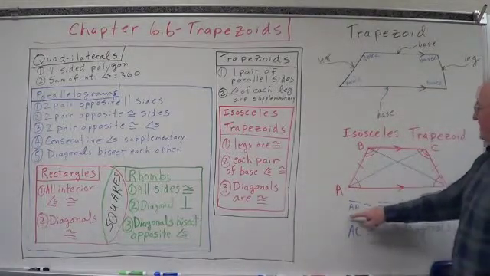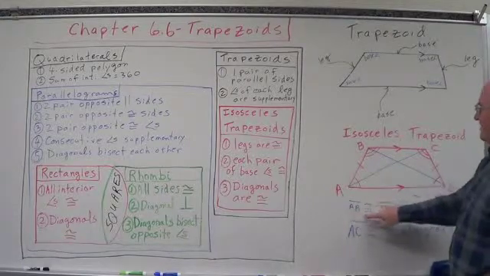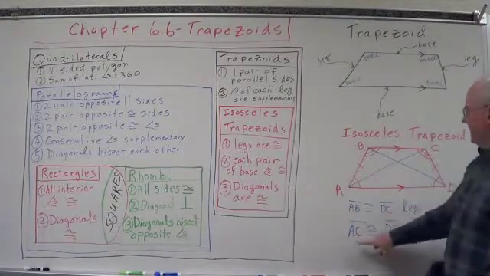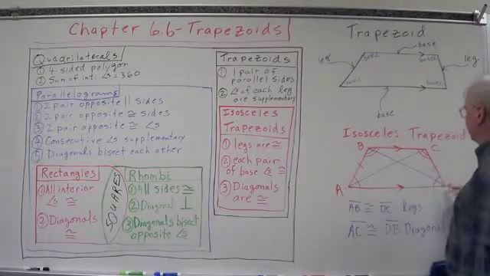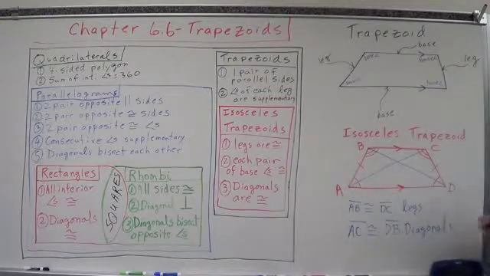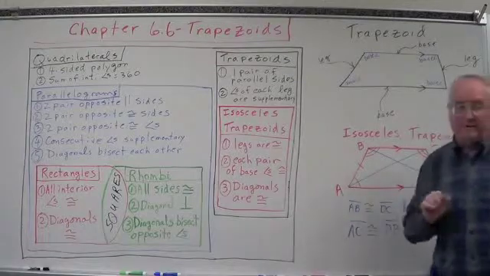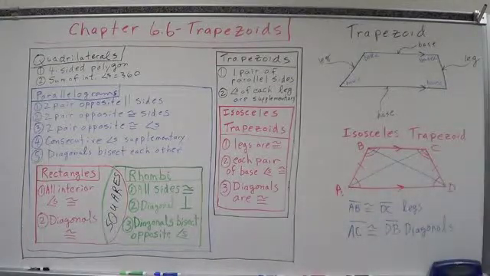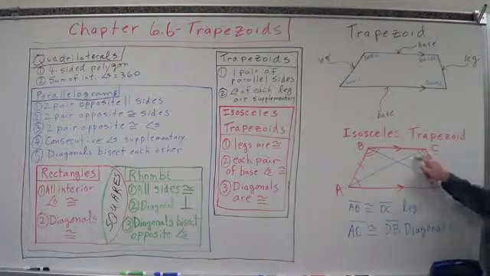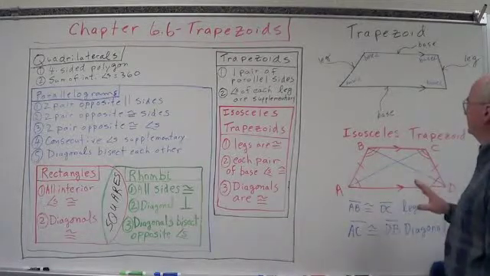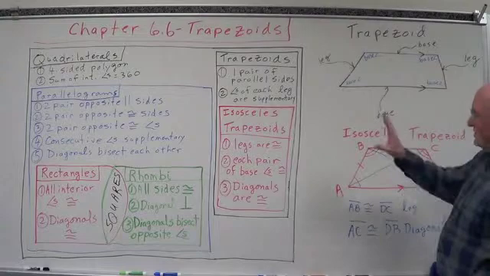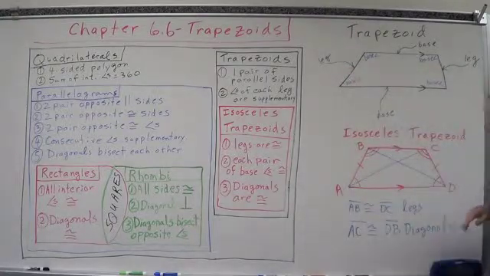Okay, down here, the legs are congruent. AB is congruent to DC. Those are legs. AC is congruent to DB. Those are the diagonals. Okay? The diagonals do not bisect each other. Can't make that claim. Okay? They obviously don't even look equal. Alright? But these are the types of trapezoids we have.